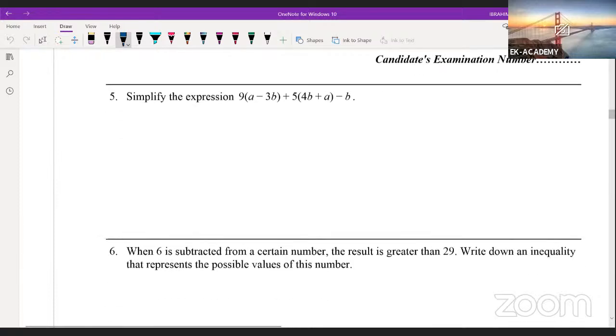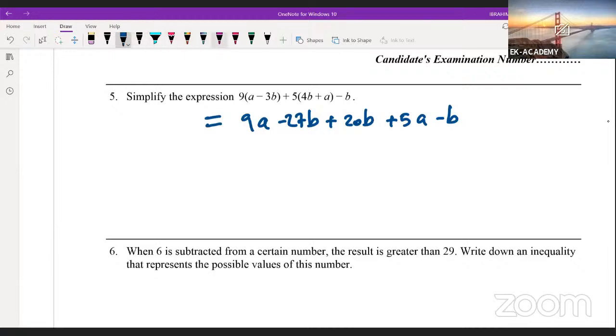Question number 5, simplify the expression. So we are given expressions to be simplified. So we are going to open the bracket. We are going to say this is equal to 9A minus 27B plus 20B plus 5A minus B. Now we are going to collect the like terms.